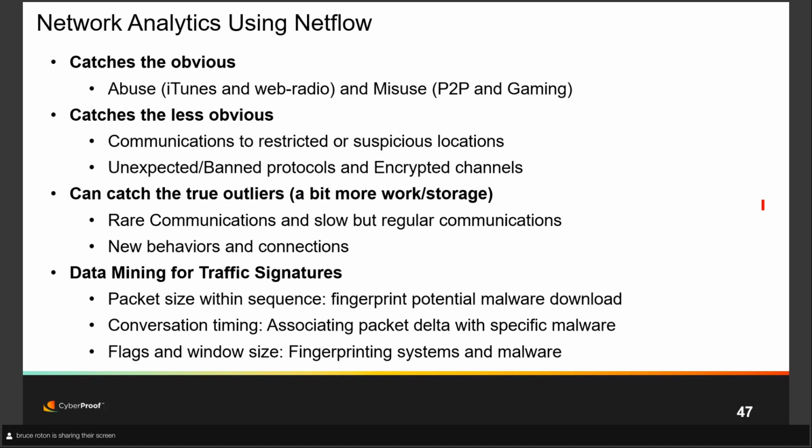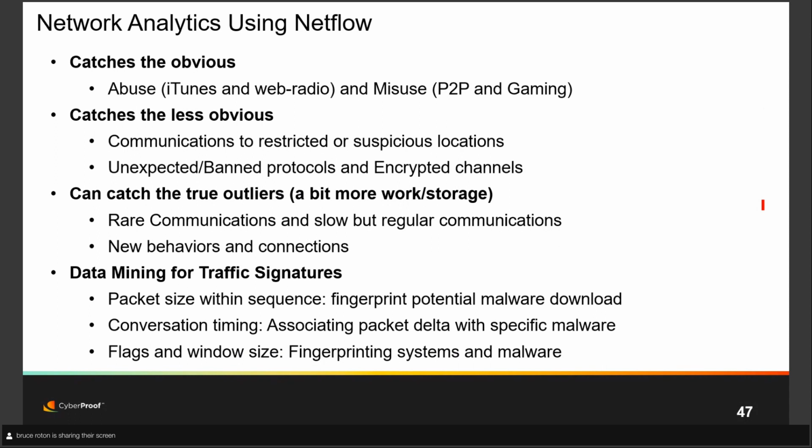Rare communications, slow but regular communications, looking for things where a system does a phone home message every 48 hours or every 2 weeks with a small packet, a small payload. And also new behaviors and connections. As I said last time, why did the payroll server suddenly wake up this morning and decide it was a good idea to go talk to people on the internet?